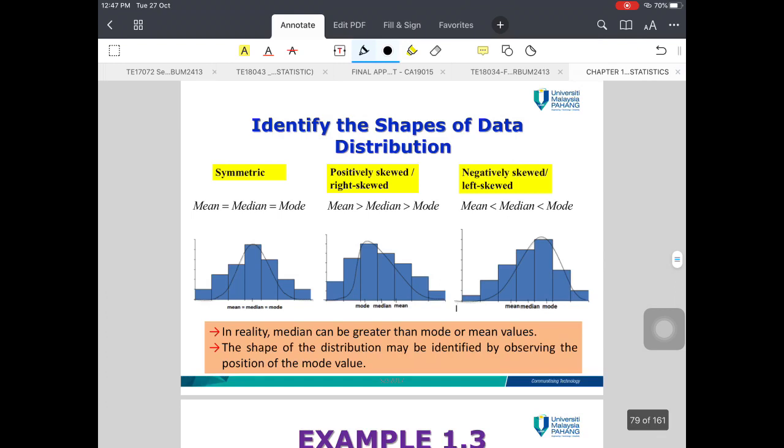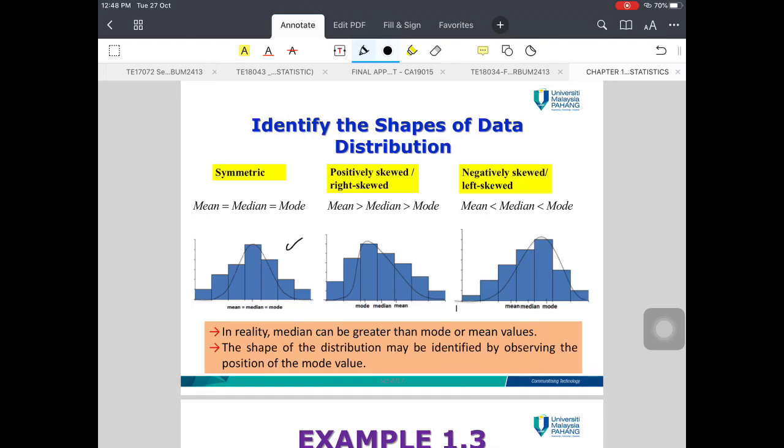Alright, so as I mentioned previously, we can identify the shape of data distribution by considering these 3 measures of central tendency: mean, median, and mode. If your mean value equals the median value equals the mode value, then your shape of data distribution is symmetric, which means the right side and the left side are balanced. Okay, you can see here.